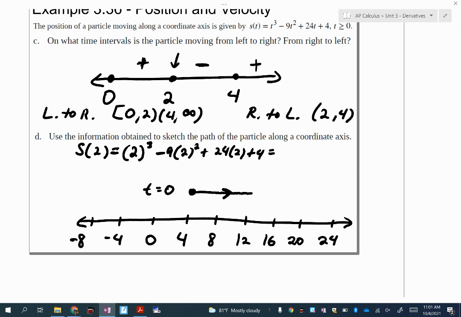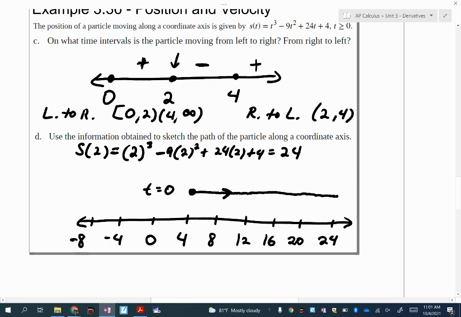So go right to left. That's going to be 8. That's going to be minus 36, which is negative 28. Negative 28 plus 48 is 20. 20 plus 4 is 24. I'll go over that more in class to show more work. But essentially it means at 24 is when I'm going to be stopping to turn back the other way.